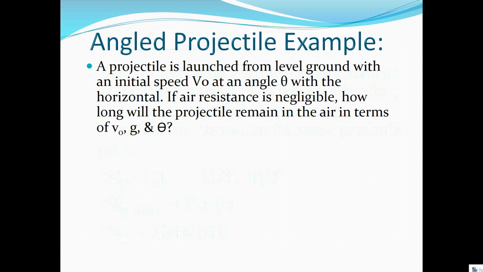Now there is an example in your notes of a projectile launched from level ground with an initial speed of v0 and an angle of theta. Neglecting air resistance, which is friction, they want to know how long the projectile remained in the air in terms of initial velocity, acceleration due to gravity, and theta. For this problem, I'd like you to try it on your own, and then we will take a look at it when you next return to class.